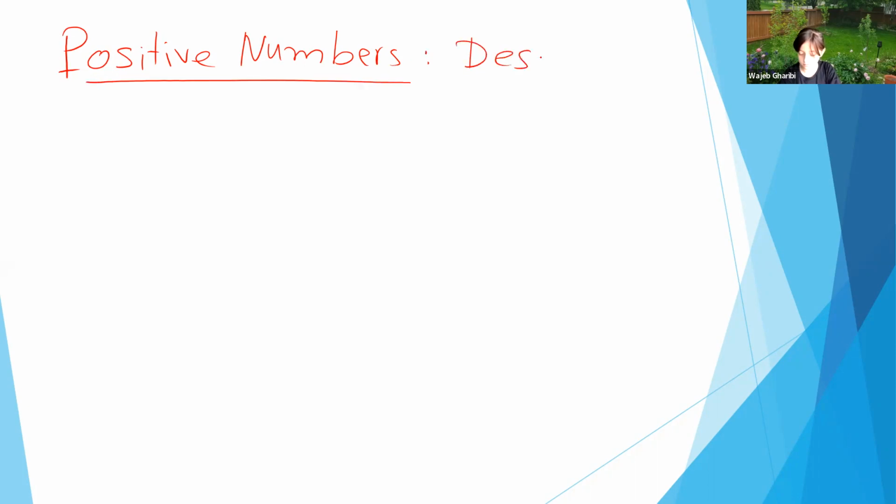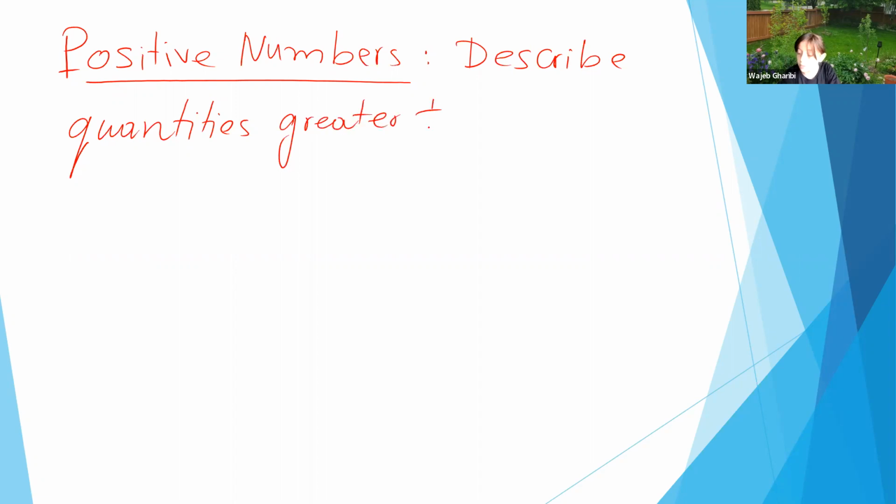Stop. So let me write it. Positive numbers are used to describe quantities that are greater than zero. We can write greater than zero.